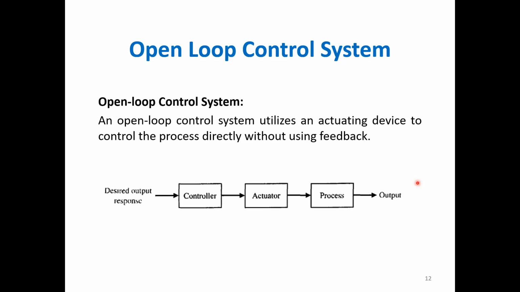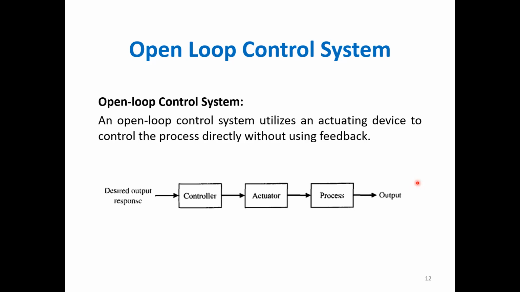Okay. So in the open loop control system, you have the controller, the actuator, and the process, and you get the output. Desired input, response, output, and in the meantime you have the controller, actuator, and process. An open loop control system utilizes an actuating device to control the process directly without using feedback. That is the open loop control system.